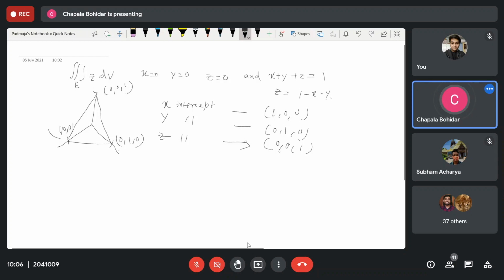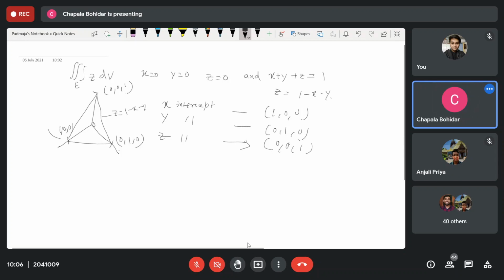Now here, z lies from 0 to z is equal to 1 minus x minus y. First go for this surface. I already told you, first go for the limiting value for this surface, then for the plane, then for the constant one. That is your double integration over the domain, means for the plane and then constant one.